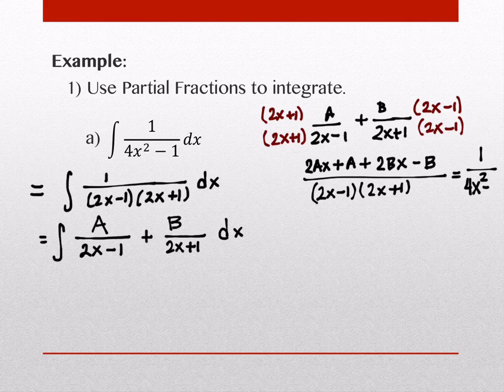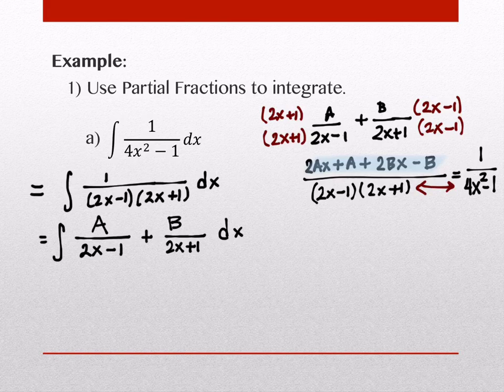The denominator is equal to 4x squared minus 1, which is our denominator. So our denominators are equal, correct? Which means the numerators have to be equal for this to work as well. Otherwise, the fractions aren't the same. Right? In a fraction, if the denominators are the same, the numerators have to be the same for the fractions to be equal. So what I know is that 2ax plus a plus 2bx minus b equals 1.